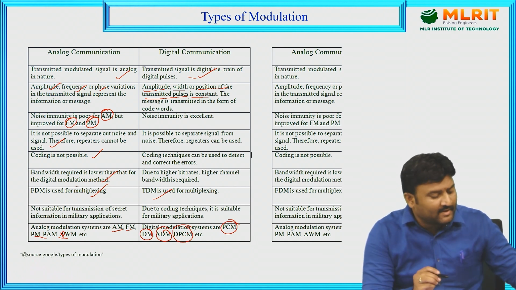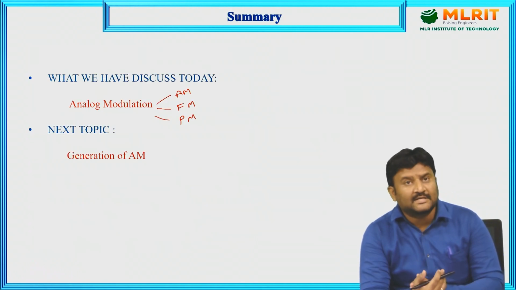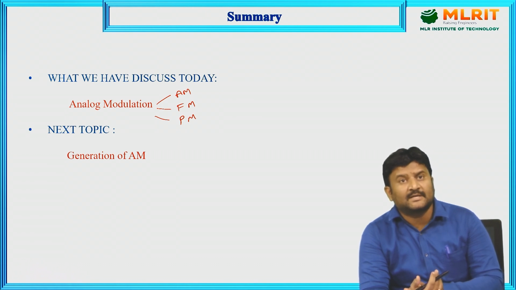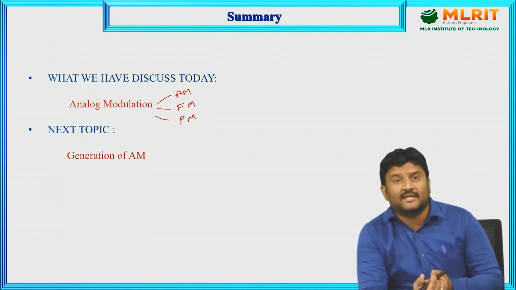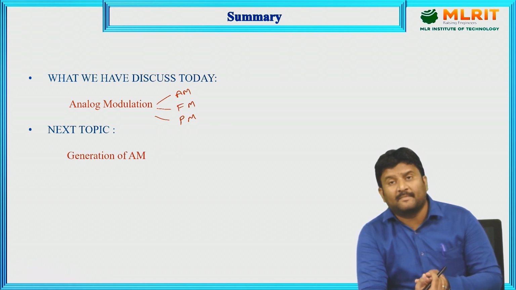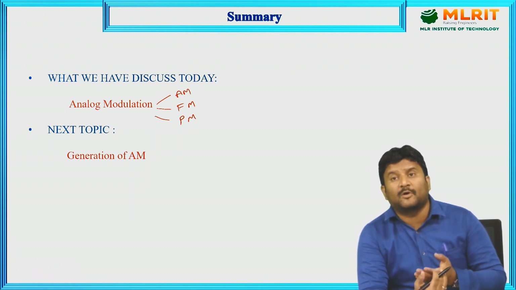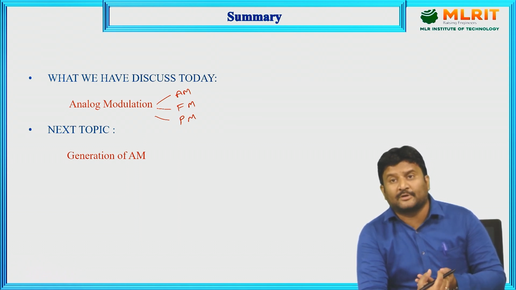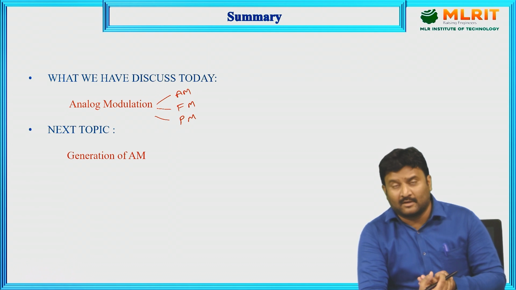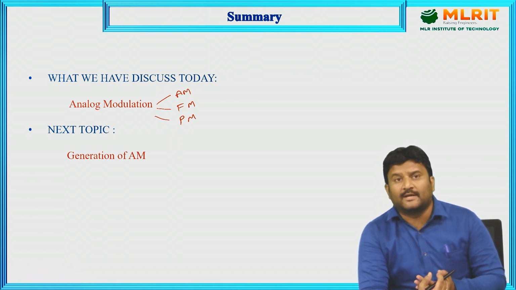So one by one we will learn. In the present class we discussed the analog modulation schemes AM, FM and PM. Individually, we will discuss how the AM signal can be generated, what methods we have to generate AM, and what methods we have for generating FM, including modulation and demodulation processes. Generation is nothing but how you can generate the amplitude modulated wave. What techniques we have are called amplitude modulation generation methods. In the next topic, we discuss the generation of AM. Thank you very much.